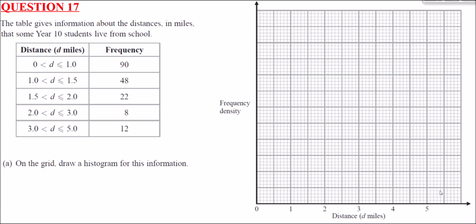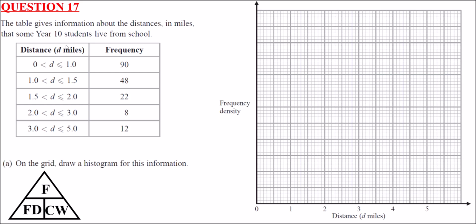Question 17. We have a table giving information about the distances in miles that some Year 10 students live from school. And what we need to do is to draw a histogram for this information. So histograms, we should be thinking almost automatically of a formula for them. So the formula for histograms, which I'm talking about, is that frequency density equals frequency divided by class width. Fat Dad's feast on chicken wings is my silly way of remembering the order this formula goes in.